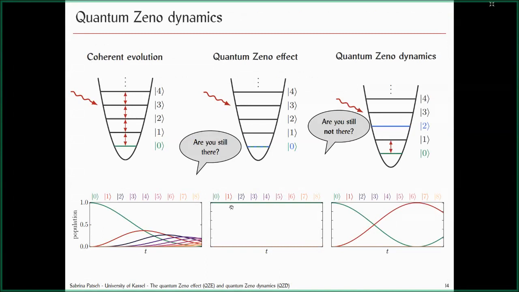So you see at the bottom now that I only have the oscillation between the ground state and the first excited state, but I'm never passing this barrier. And again, I need here the limit of very frequent measurements. But when I do this very frequently, I can confine the dynamics. So I'm freezing the evolution in an unoccupied state. And this is what we call quantum Zeno dynamics. So dynamics because there is something moving, so there is dynamics, but I still freeze something. So I still freeze the population of the unoccupied state.